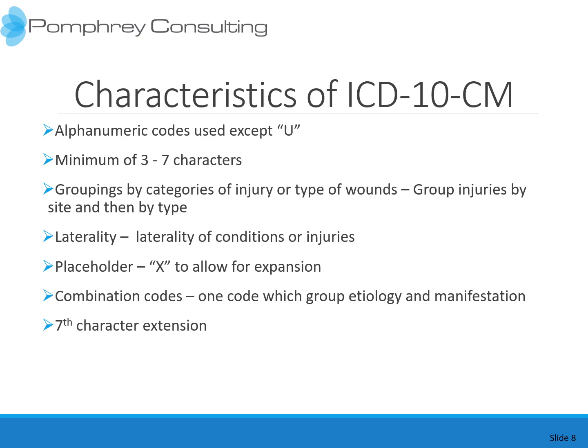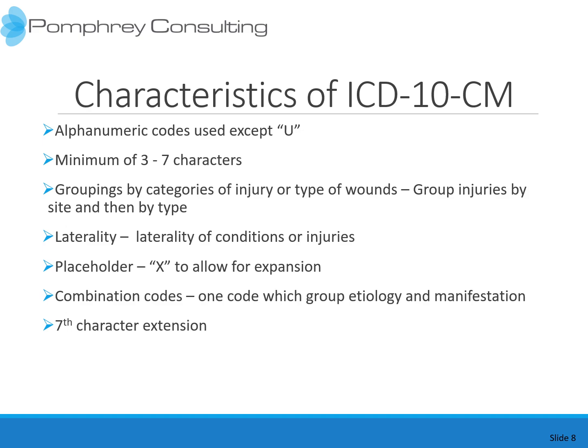Groupings by categories of injury or type of wounds. You then can group injuries by site and even by type. So we see how very specific. The other key thing that's going to be very important within that listing of characters, whether it is a minimum of 3 or a maximum of 7, will be the laterality. So identifying whether the patient had that injury on the right or the left side, or was it bilateral? So those are key things that can now be picked up with ICD-10-CM.